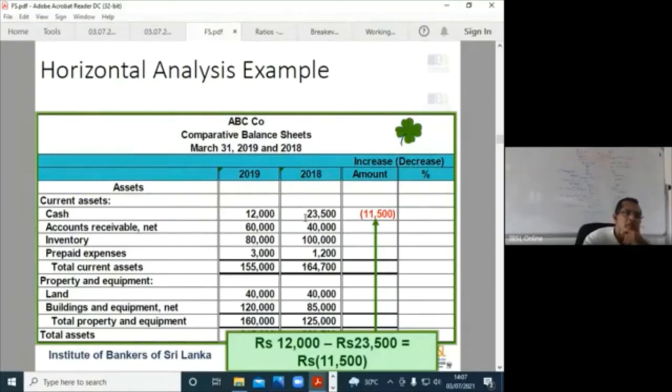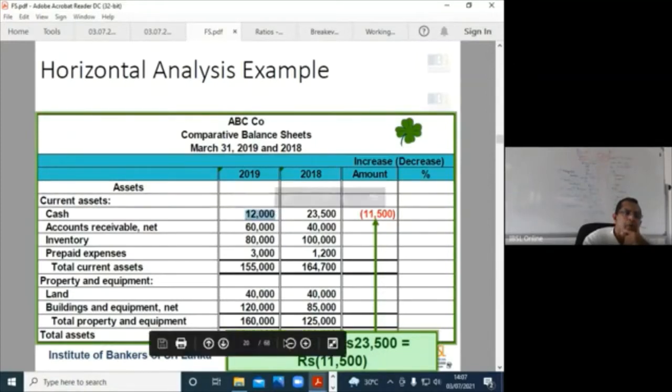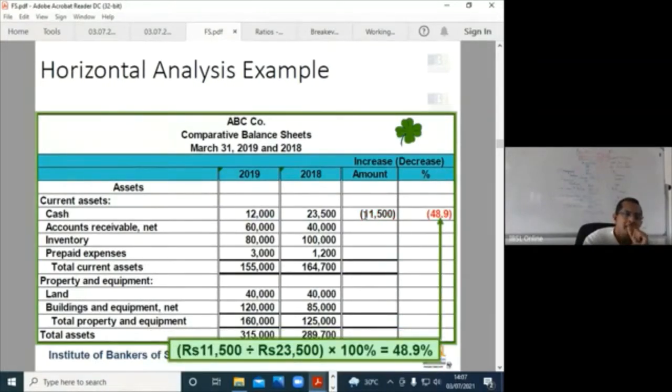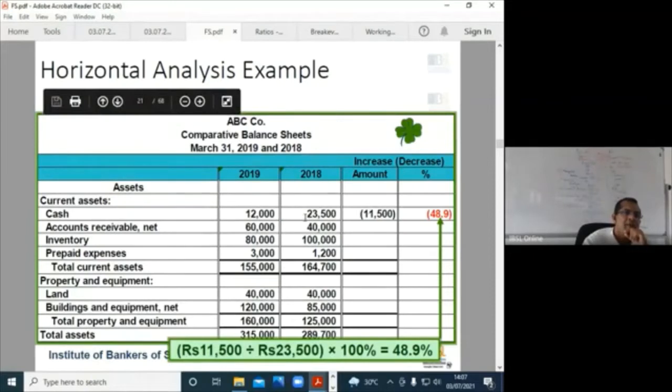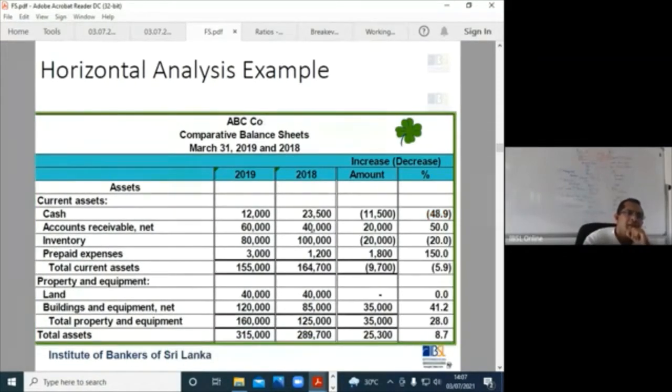In 2018 the cash position was 23,500. In 2019 it has become 12,000. So 2019 minus the base year, which is 23,500, is a drop of 11,500. As a percentage, this 11,500 divided by the base year figure is 48.9%. The same way, 40,000 to 60,000: 60 minus 40 is 20,000, divided by 40 is 50%. This is a horizontal analysis. We are comparing 2 years on the same line.